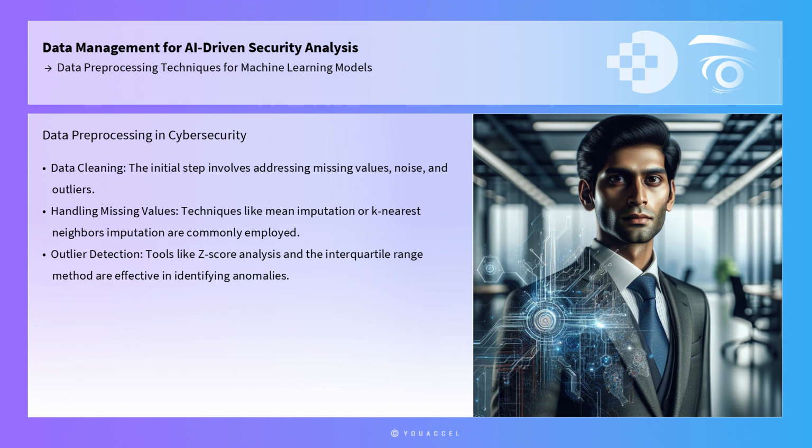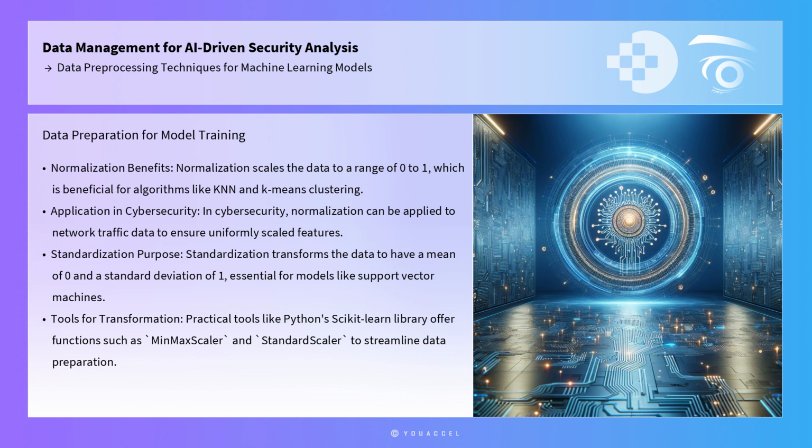Additionally, outlier detection is crucial, as outliers can skew the results of security models. Tools like z-score analysis and the interquartile range method are effective in identifying anomalies that might indicate security breaches or data errors. Once the data is cleaned, transformation processes such as normalization and standardization are necessary to ensure that the data is in a suitable form for model training.